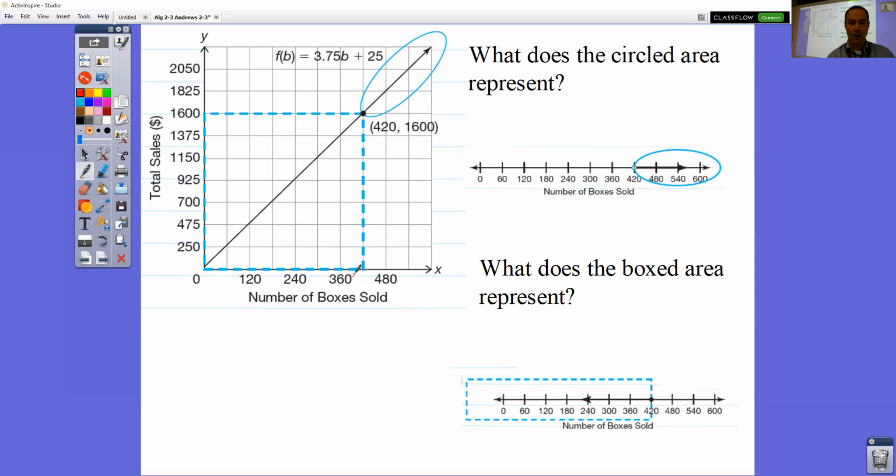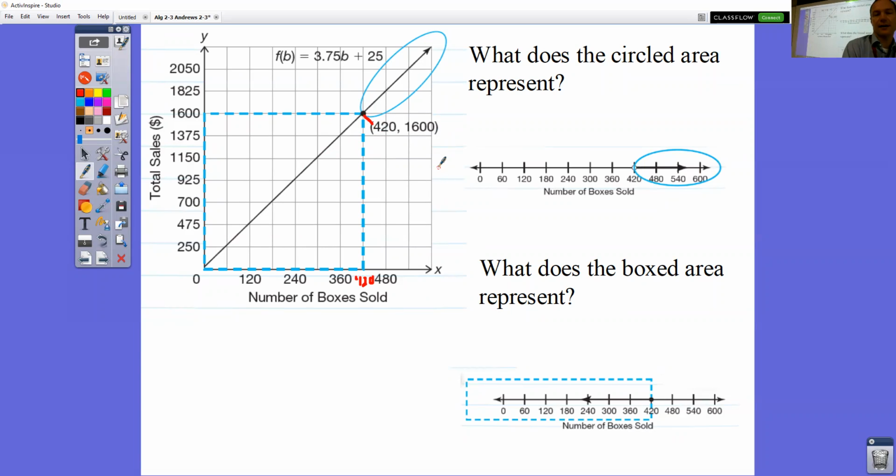Well, notice that we're going over in boxes of popcorn. This is at 420. How do I know it's at 420? It is halfway in between 360 and 480. Each box here is represented by 60. So this is 420. I go up to 420, over to 1600. Notice that they tell you what the point is right here. All right. So that's that point.